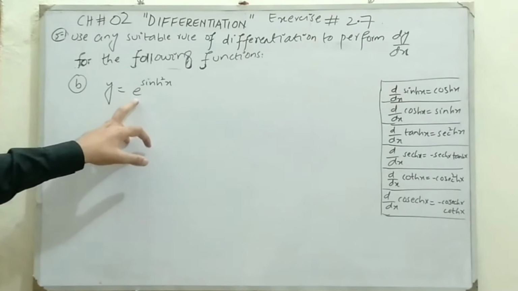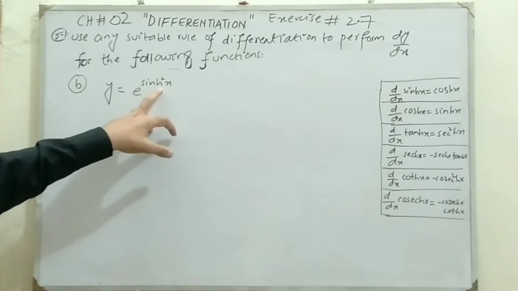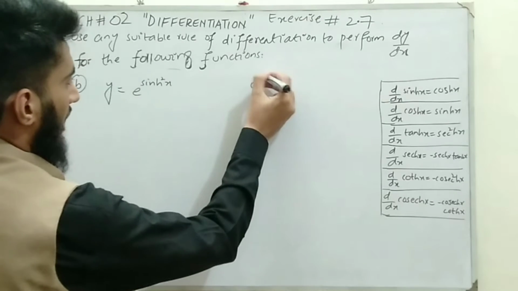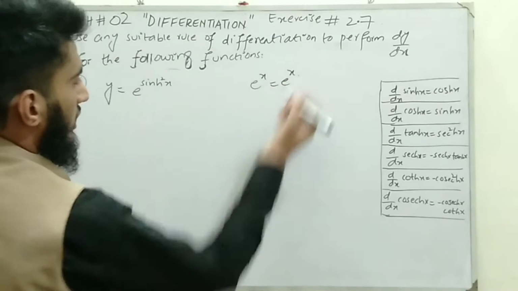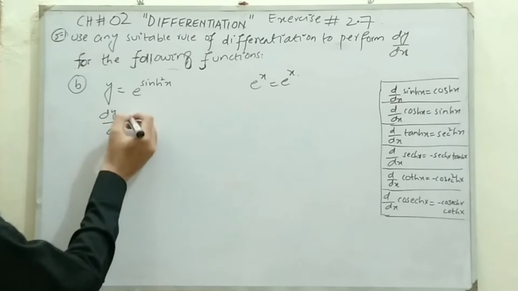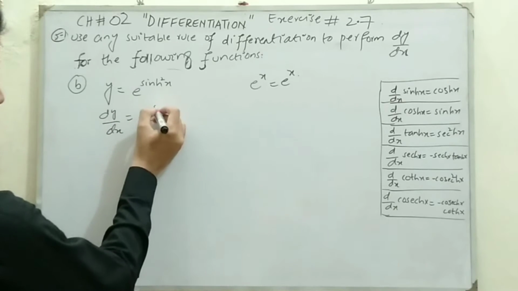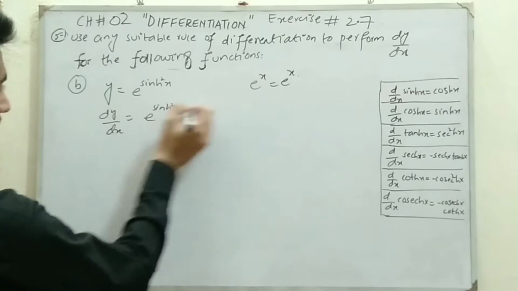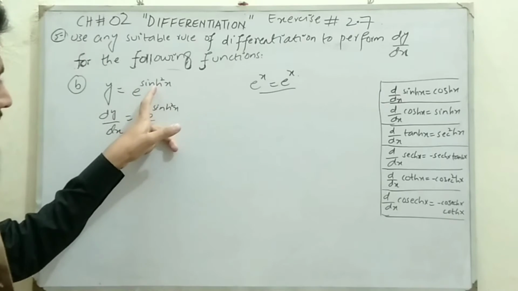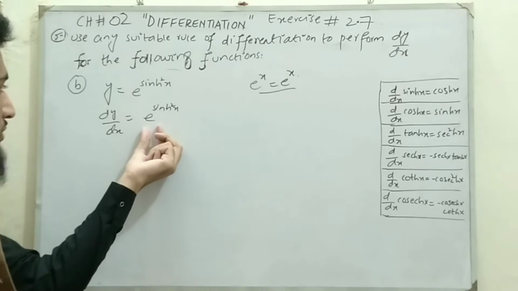It says y is equal to e raised to the power sinh square x. Find the derivative of this function. You know that the derivative of e power x is always equal to e power x as it is. So here dy by dx will be e power sinh square x according to this formula of the derivative. It comes down as it is.